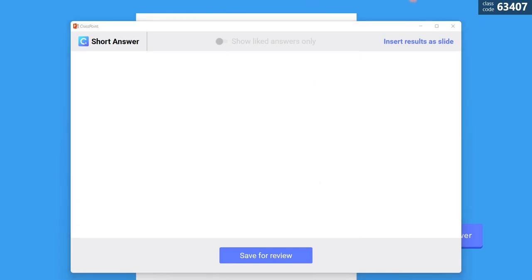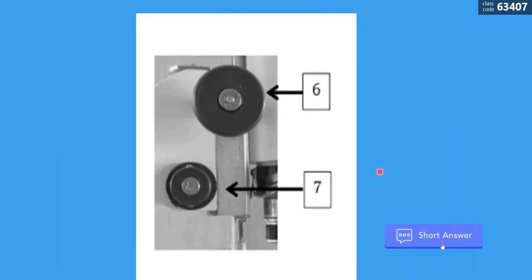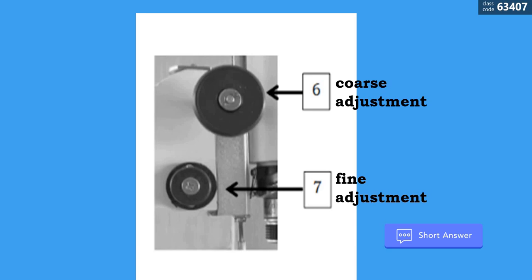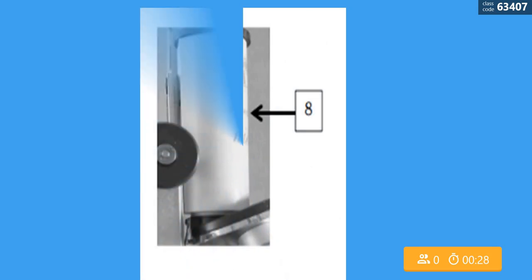Okay, time is up. Okay, so let's reveal the answers. For number 6, it is called coarse adjustment. Congratulations. For number 7, we have fine adjustment. Congratulations. Okay, for those who got it right, congrats. Okay, let's have the next picture. So, what is the name given to this part of the microscope?